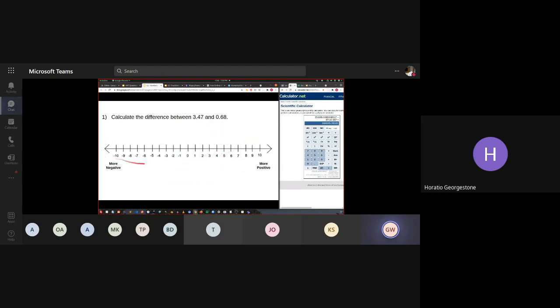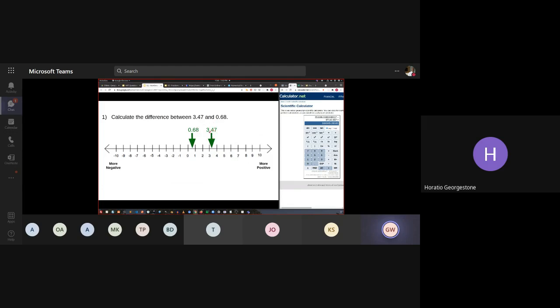So you just imagine a number line, or you could even draw one if you want to, and just place them on that number line, and which one is closer to, if we keep going in this direction, we get to infinity. If we keep going in this direction, we get to minus infinity. So you could think of it as which one is closer to infinity and which one is closer to minus infinity. So if we place those numbers on the number line, we can see that 3.47 is the more positive number and 0.68 is the more negative number.